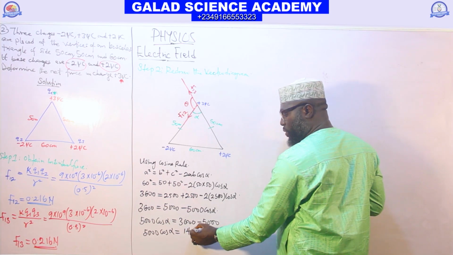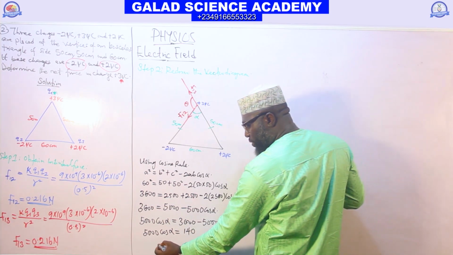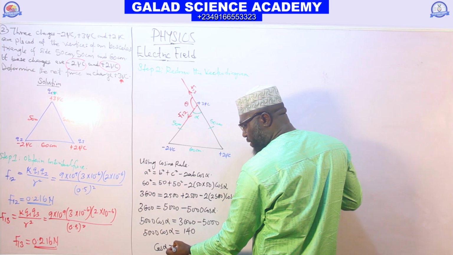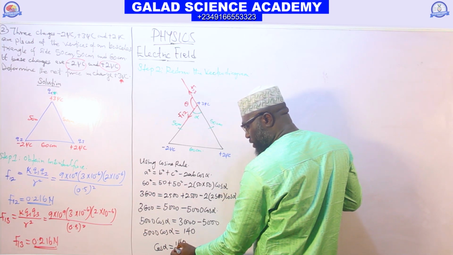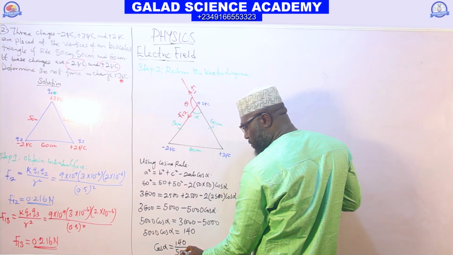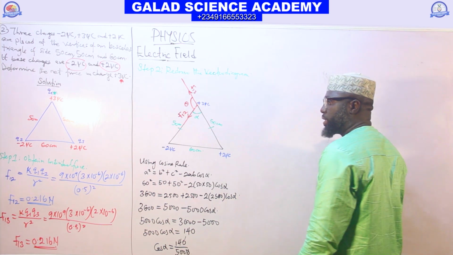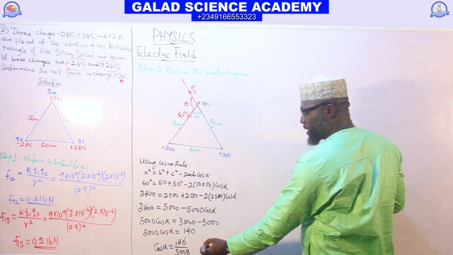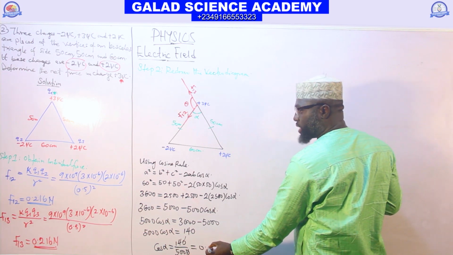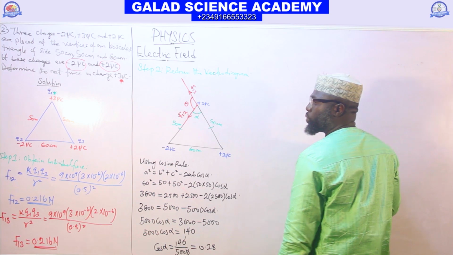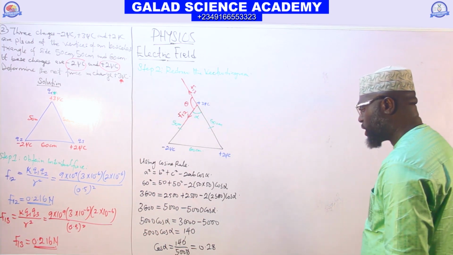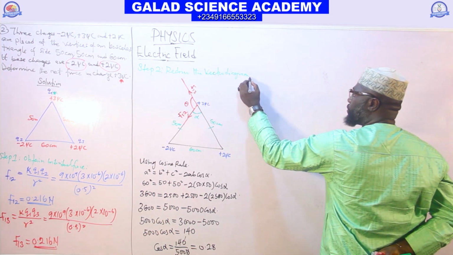So we have 140. For the day, we have what? Cos alpha should be 140 over what? 5,000. Cancel each other here. At the end of the day, the answer we have is 0.28. If we have 0.28, don't forget that.